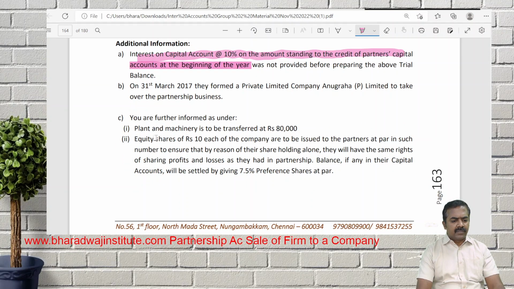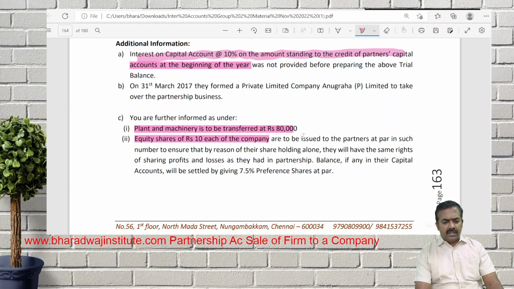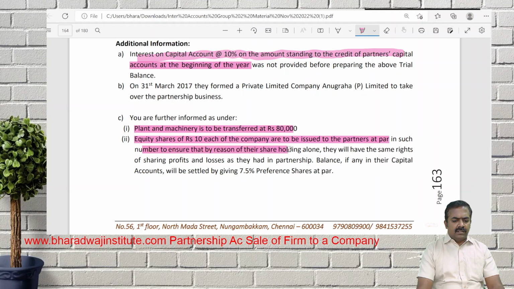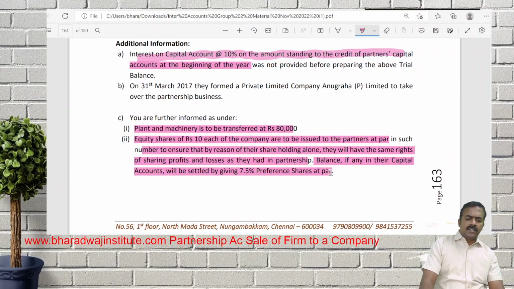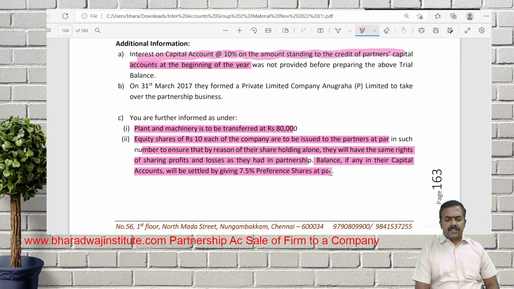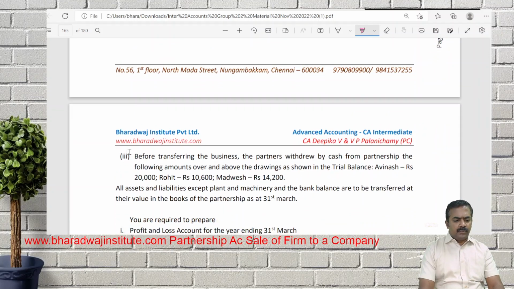என்ன கொடுத்திருக்கான் பாருங்க. Plant and machinery was transferred at how much? 80,000. Then equity shares of 10 each to be allotted to the partners at par in such a way that for the reason of the shareholding alone, they will have the same rights in sharing profits and losses which they had in partnership. Balance, if any, in which ratio? Capital ratio by giving how much? 7.5% preference shares at what value? Par value கொடுத்திருக்காங்க.